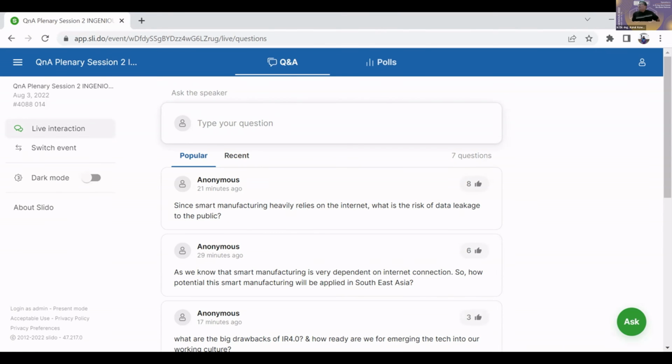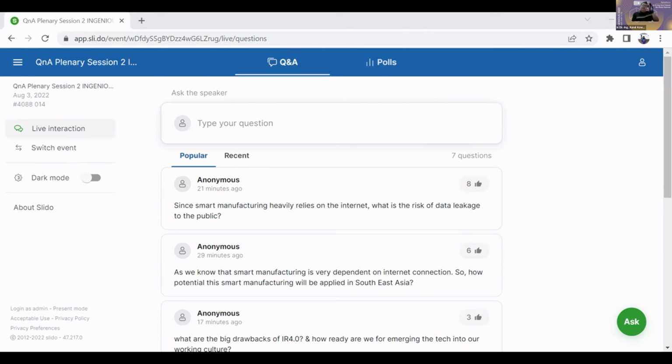Okay, for the second question, I will read it. As we know, smart manufacturing is very dependent on internet connection. So how potentially will smart manufacturing be applied in Southeast Asia? Okay, let me look at it from a different perspective.